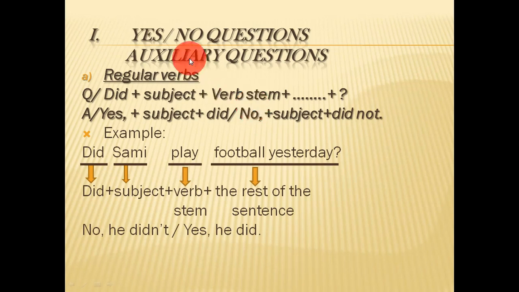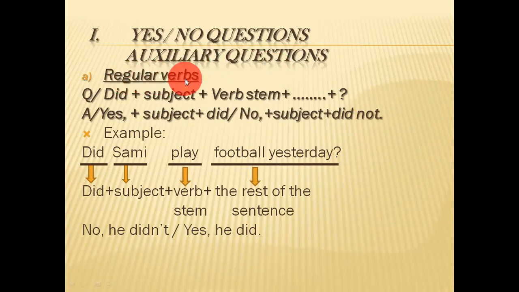Before we start, I need you to know that we have two types of questions in English. We have auxiliary questions, which you may also find as yes or no questions. They have two names. So what is the rule to be applied to form a yes or no question?